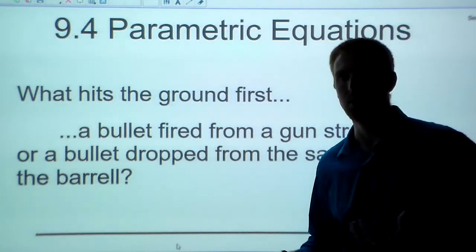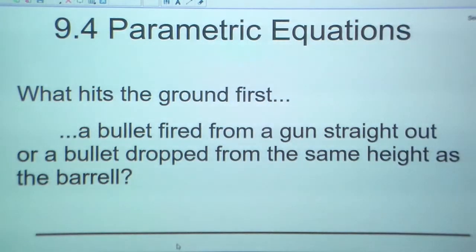So to officially start the notes, I'm going to start you off with a little question here. When you come in class, I'll have a little demonstration of this with a penny, dropping it and throwing it at the same time. So the question is, what hits the ground first? A bullet fired from a gun straight out, or a bullet dropped from the same height as the barrel?